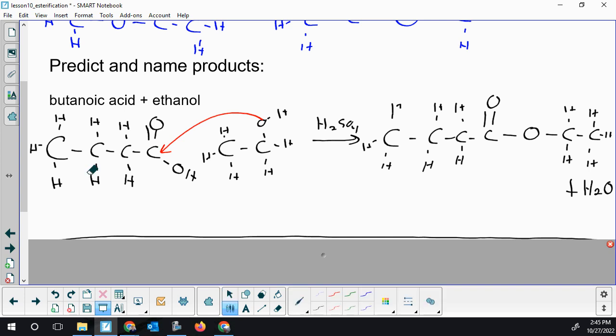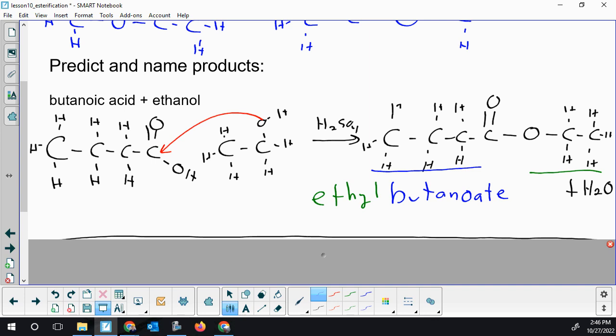The name comes from the alcohol piece first. So that's 2, so that's ethyl. The acid segment forms the second part of our name, 4 carbons. Butane would be the alkane name, but we don't put the last E and we go -oate.